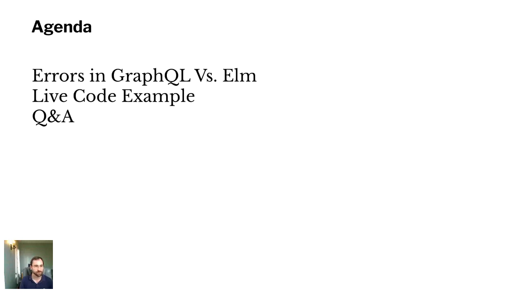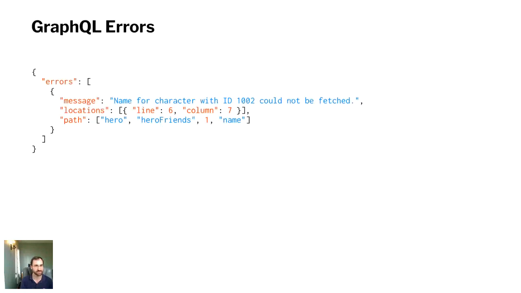So GraphQL errors. If you haven't seen GraphQL errors before, this is an example of one. You'll notice, first of all, that the errors are a list of errors. It's not a single error. So you can have multiple errors for any given GraphQL query, which is quite nice. It's nice to not just break down in the middle of it and only get one error back. You can get multiple errors.